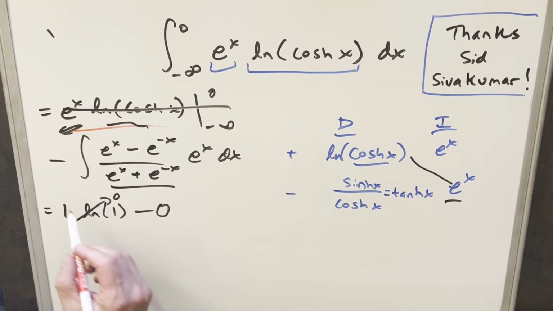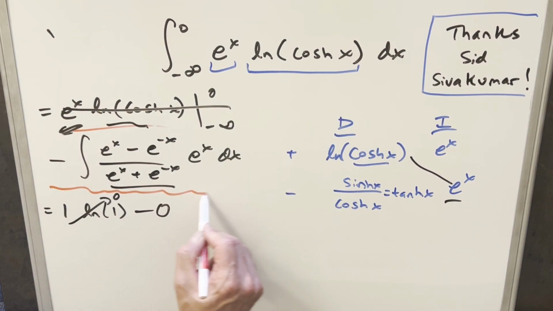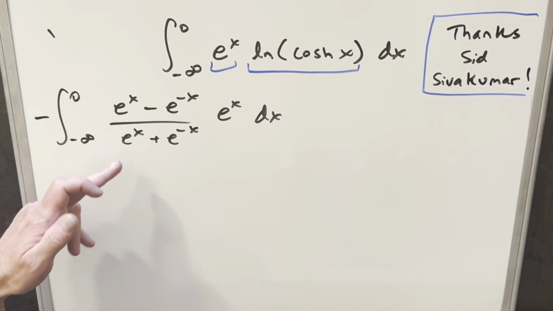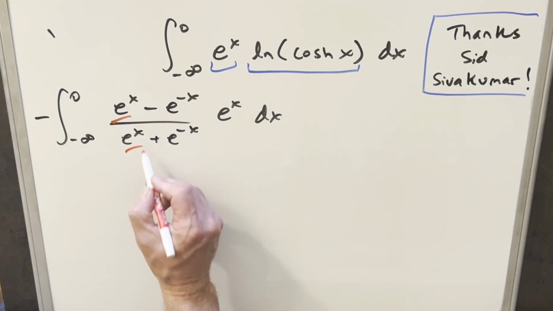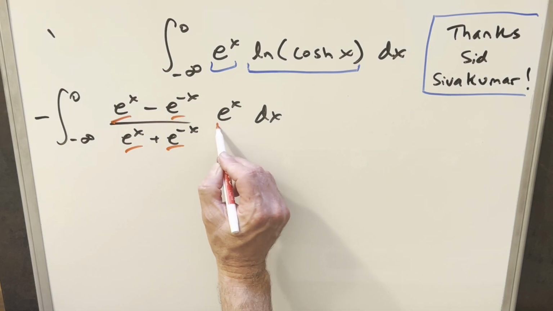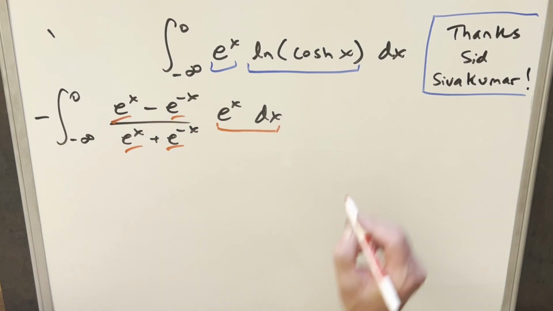So let me just clean up the board and we can focus on this integral before we finish it off. Now that we have this transformed into this integral here, this shouldn't be too bad. We've got e to the x everywhere, so I think this is going to be good for a u substitution. The derivative of e to the x is e to the x, so I think we're set up with our du right there.